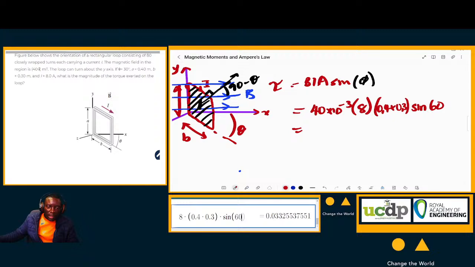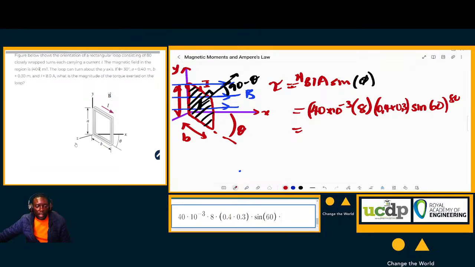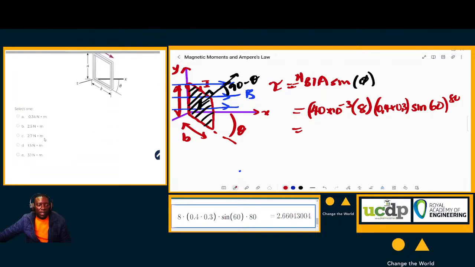So 0.033. Oh, we also have n there. Because we have n turns, this torque will be proportional to the number of turns, so we multiply everything by 80. So we still have multiplied by 80. 2.66, so 2.67 Newton meters, or 2.7 Newton meters, is the magnitude of that torque.